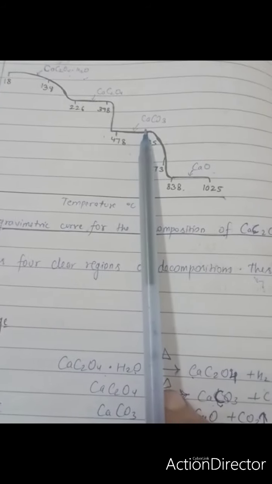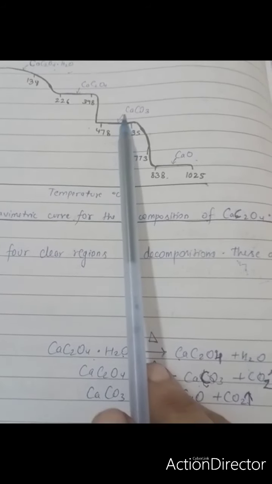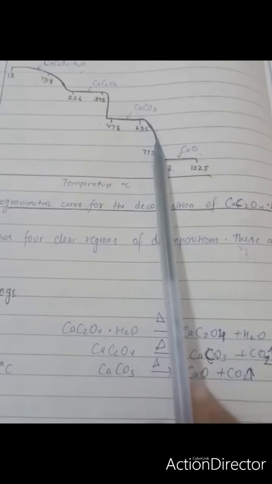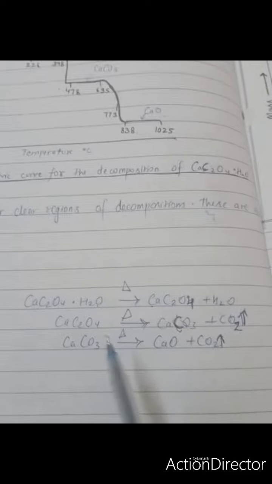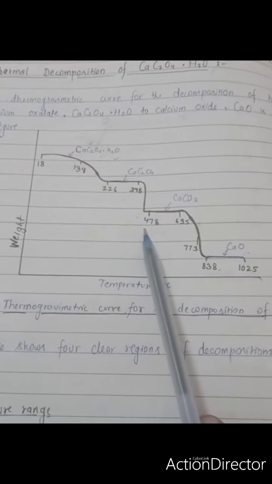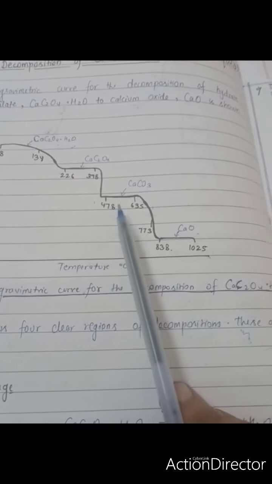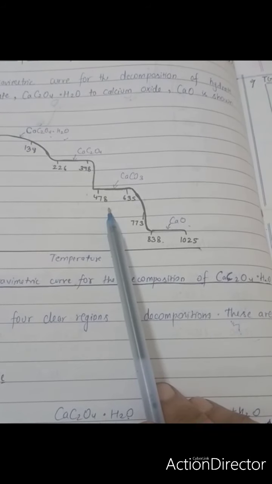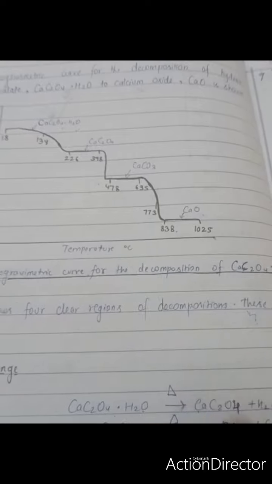You can see here in the graph. After that, again there is a decline in the weight. Since calcium oxide is formed, carbon dioxide will again escape. So at the temperature 695 to 838, again you will see a decline in the weight. This is how the thermogravimetric curve of calcium oxalate hydrate looks like.